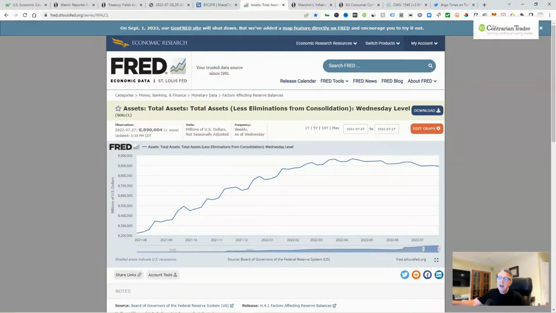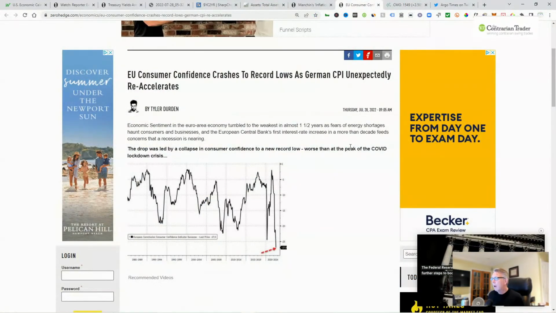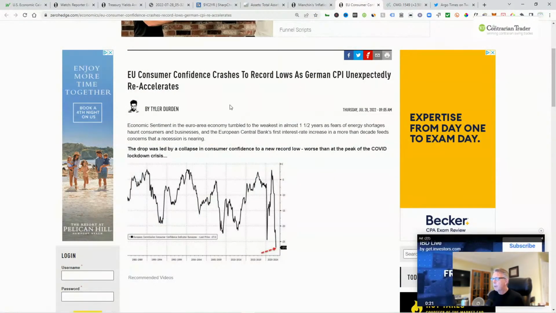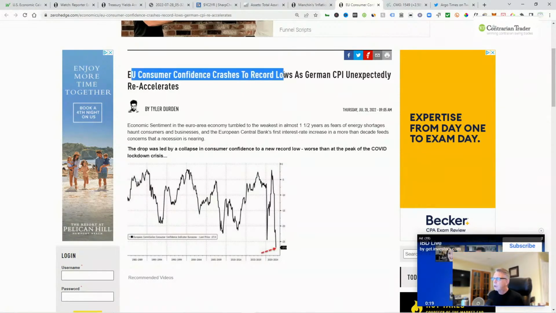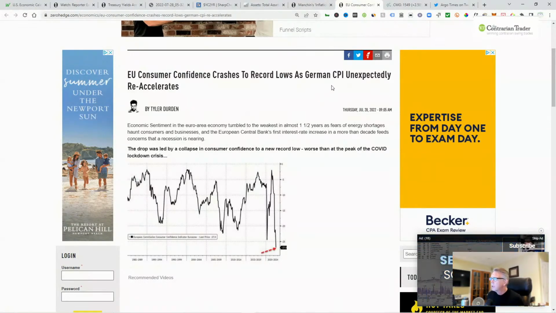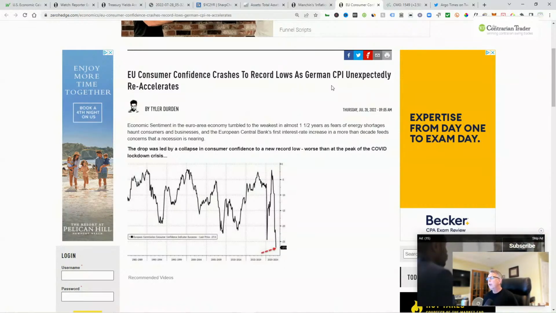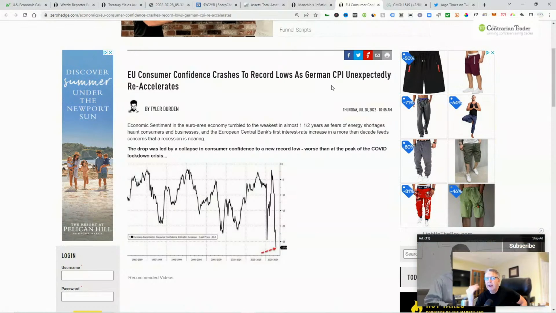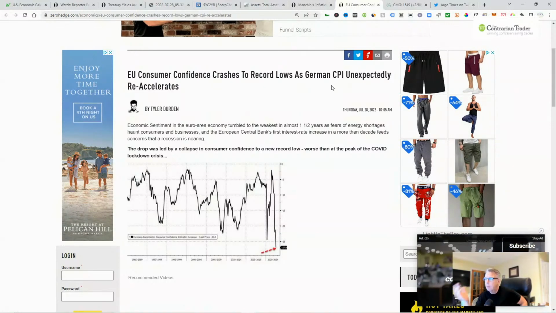And this is what we've been saying here for weeks now. We're in recession. They're going to rally the markets because Jay Powell is going to have to provide stimulus to get this market moving up higher again. Really quick, I wasn't going to touch upon this, but since I have it up here, EU consumer confidence crashes to record low as German CPI unexpectedly re-accelerates. Now, the reason why this is important, the CPI took a break in Germany. That's the largest economy in Europe.